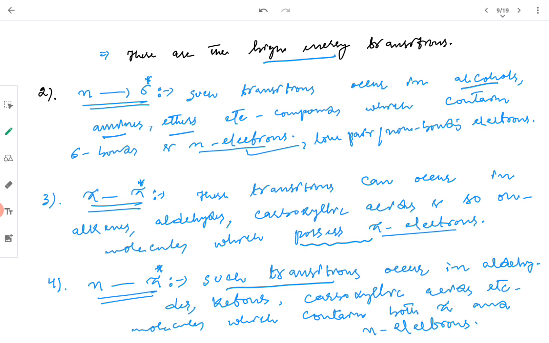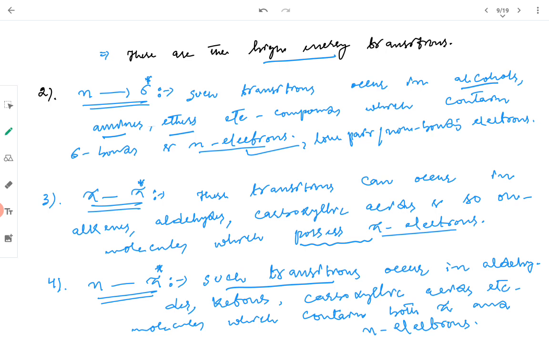So this electronic excitation starts from a non-bonding orbital and it lands in a sigma antibonding orbital, and such transitions naturally can occur in those compounds which contain non-bonding electrons. Non-bonding electrons means alcohols, amines, ethers, etc. It means compounds which contain sigma bonds, and compounds which contain non-bonding electrons, lone pair of electrons.